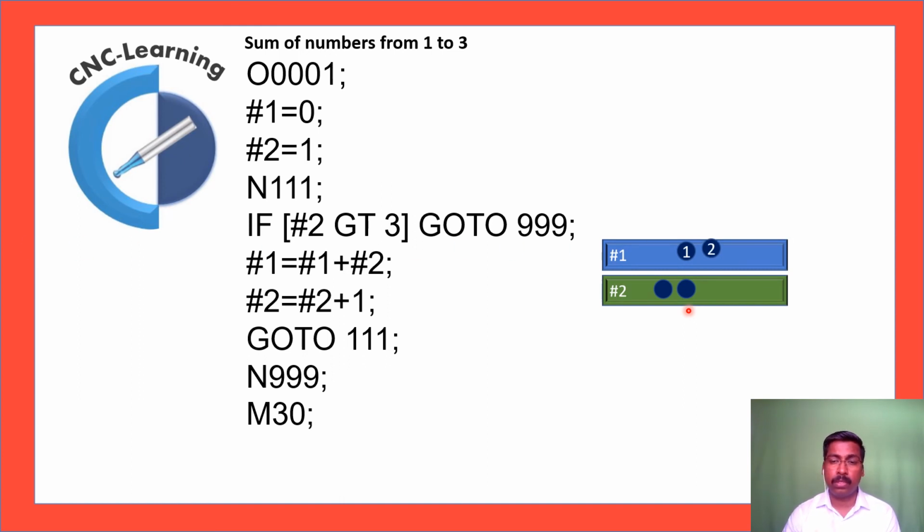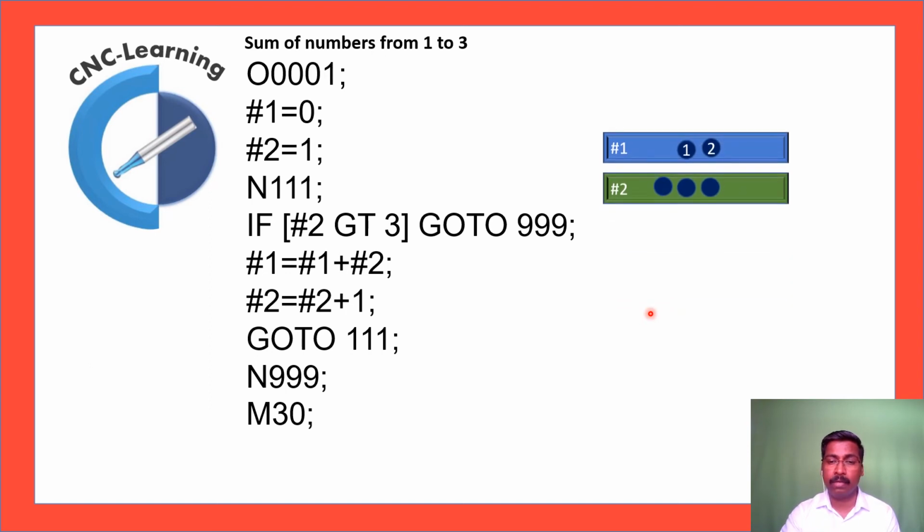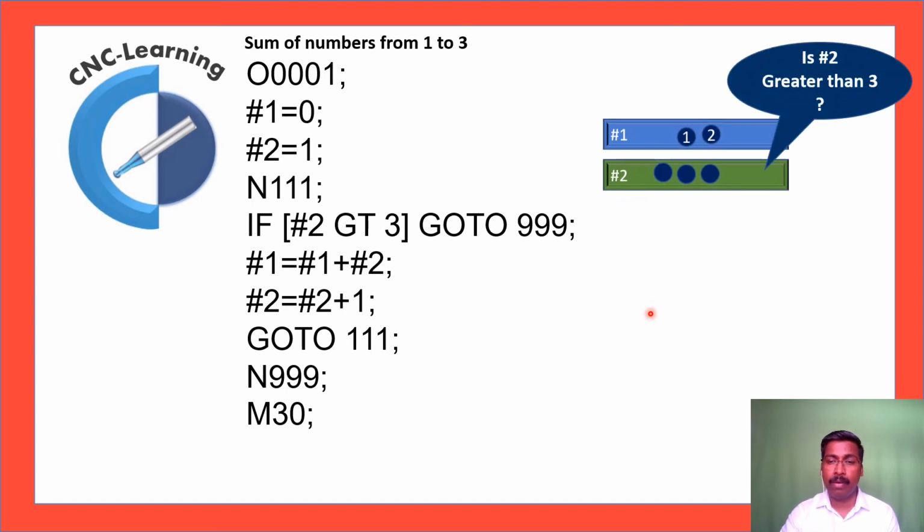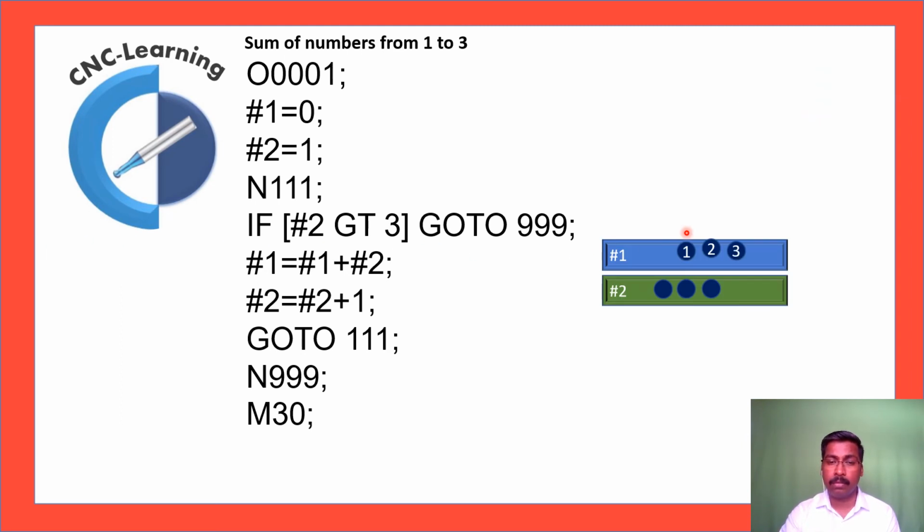Now here 2 is added because old value of hash 2 is 2, 1 plus 2. Hash 2 now is 2, will get incremented by 1. Now it becomes 3. Now go to 111 again. Evaluate, is hash 2 greater than 3? No, it is just equal to 3, not greater than. Again run, add 3 here, add 1 here, so that this becomes 4. So here it is 1 plus 2 plus 3, this is 4.